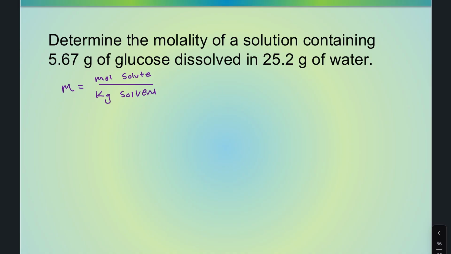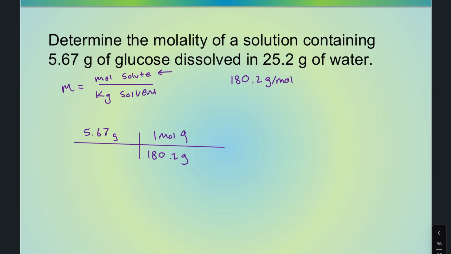Okay, the first thing we need to do is find the moles of solute, and the molar mass of glucose is 180.2 grams per mole. And so we'll make a little train track and find the number of moles of solute, which is going to be 5.67 grams. We'll divide that by 180.2 grams for every 1 mole of glucose, which gives us 0.0315 moles of glucose.